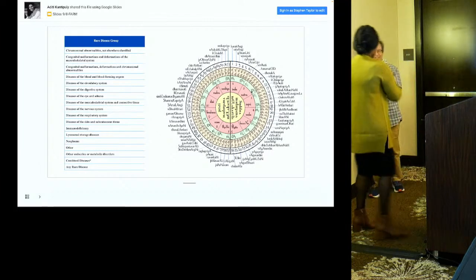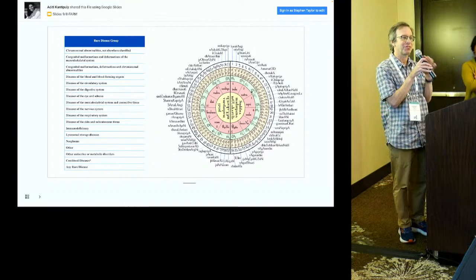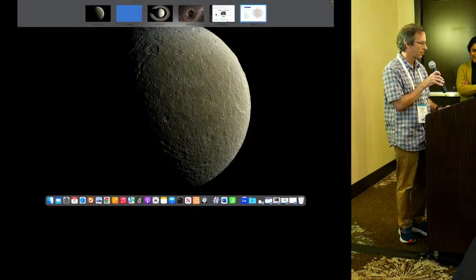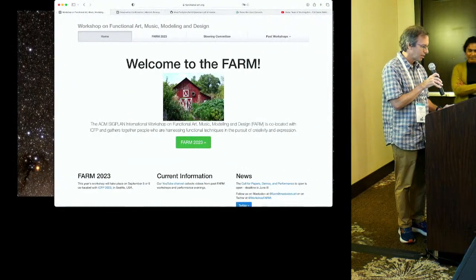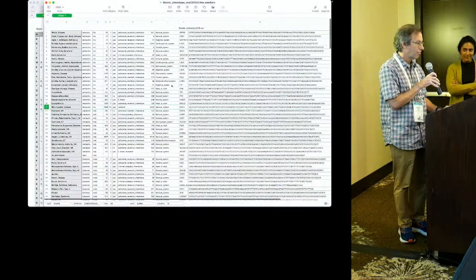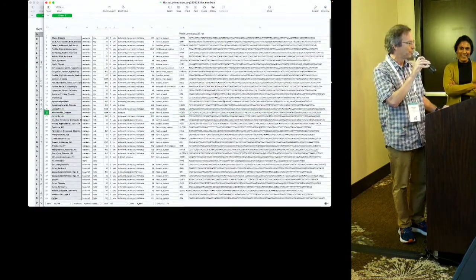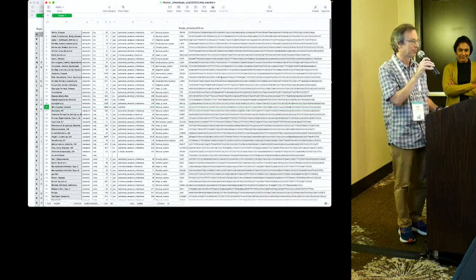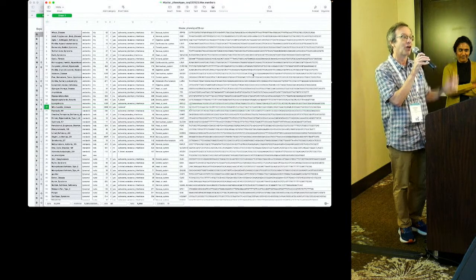So here you go. This turned out to be an exercise in turning spreadsheets into music. This is the spreadsheet that Aditi sent me. It has 230 diseases with their promoter sequences. And Aditi's idea was to use the promoter sequences as a kind of calling card for each disease.